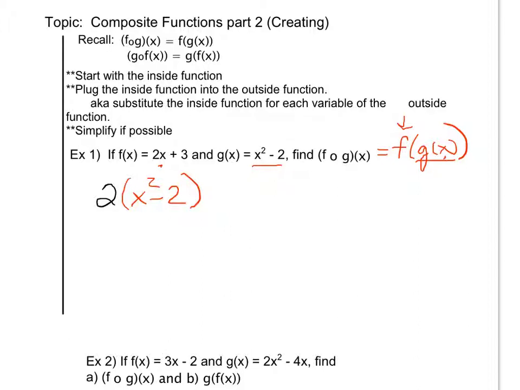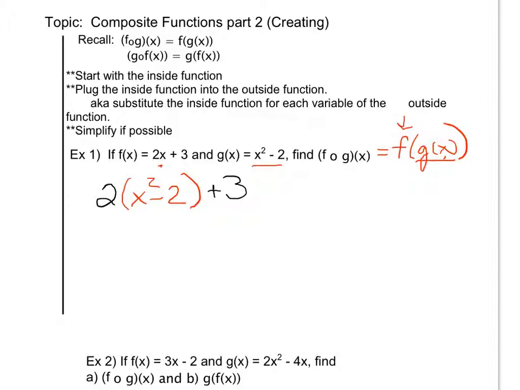I have to finish writing f, so I'm also going to drop down the plus, and I'm also going to drop down the 3. So notice the 2 stayed, the plus 3 stayed, and x changed to g of x, which was x squared minus 2. That is how I plug my inside function into my outside function. Now I have to try and simplify.